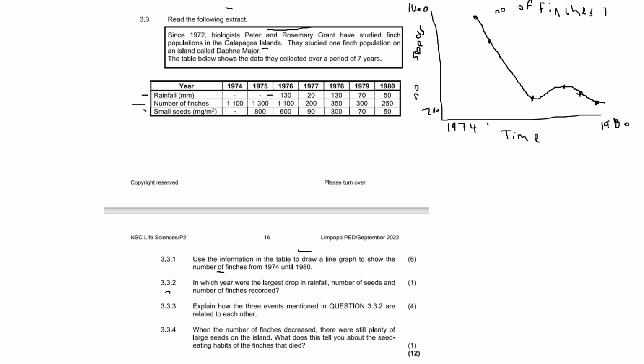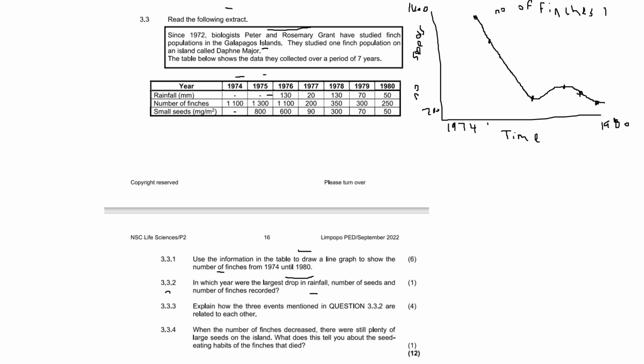In which year were the largest drop in rainfall, number of seeds, and number of finches recorded? So we need to look at one year where we're going to focus on those three things. We need to check which year had the largest drop, or the lowest number. 1974, there's only number of finches there. 1975, there's nothing about rainfall, so we can't use those ones. 1976, we've got 130 for rainfall, small seeds and finches were huge.